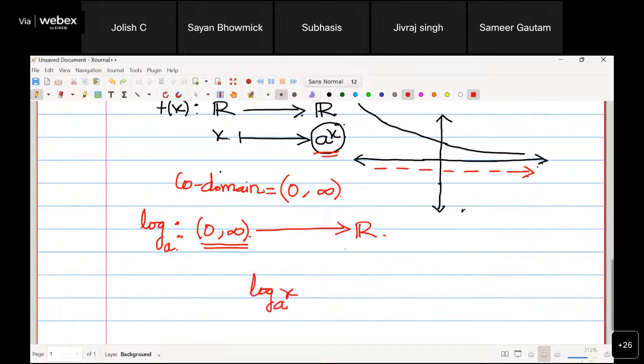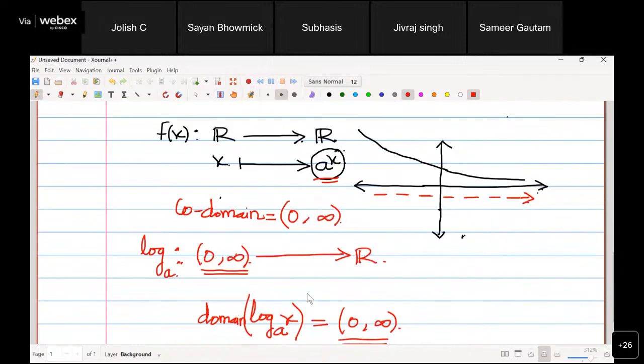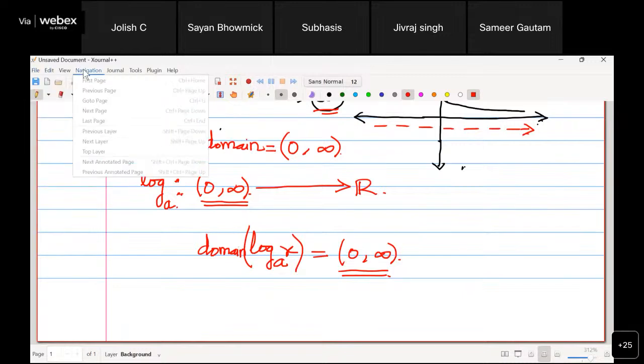is nothing but 0 comma infinity. Is it clear why the domain of this function is 0 comma infinity? Yes, sir. So now the domain of the log function is 0 comma infinity, and our next thing is we want to study the domain of some slightly complicated function.